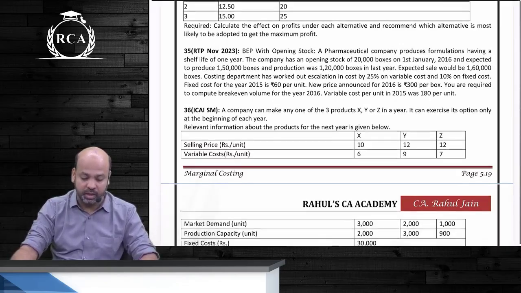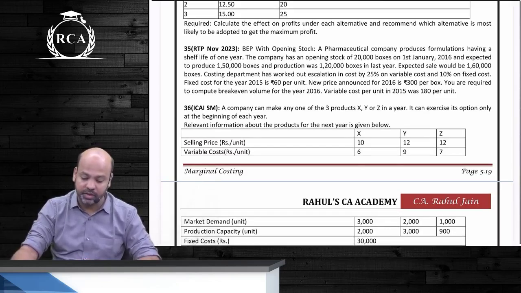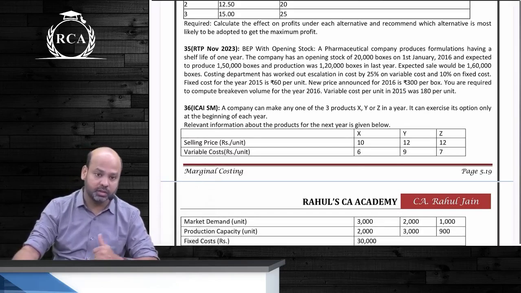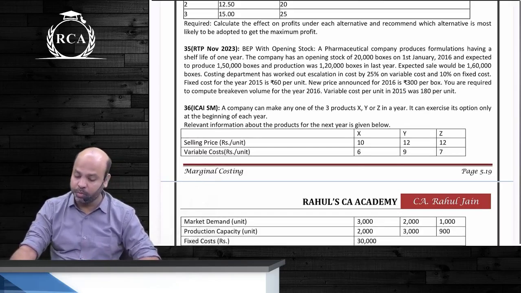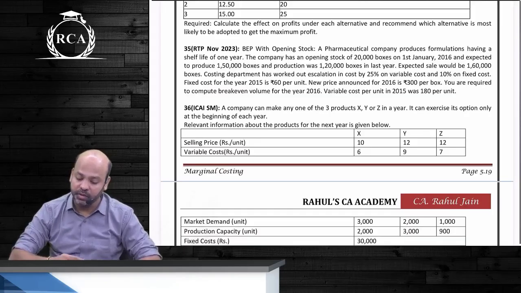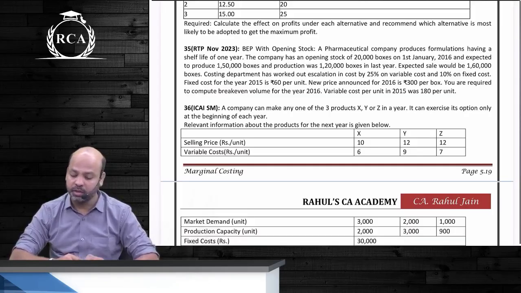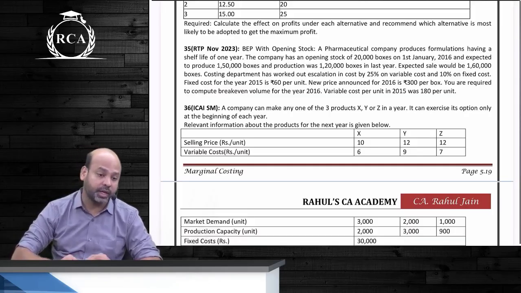Fixed cost for the year 2015 was 60 rupees per unit. That's last year. New price for the current year is 300 rupees. You are required to compute break-even volume for the current year. Variable cost in the last year was 180 per unit.